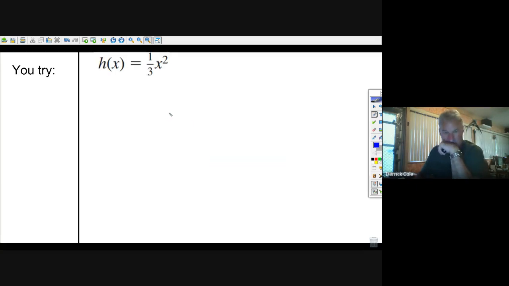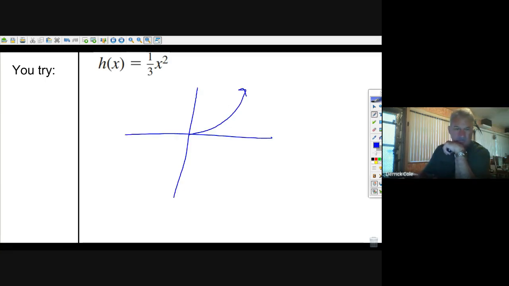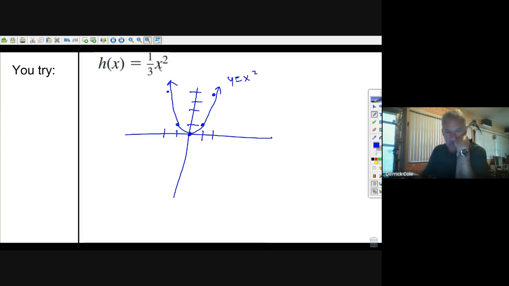All right. What about this one? 1/3 x squared. Again, that's not a good one. All right. 1, 1, negative 1, 1, 2, 1, 1, 2, 3, 2, 0, 0. So here is x squared. This is y equals x squared. So is this going to be narrow? Is this going to be inside, or is this going to be outside? It's going to be outside. So it's going to be out here somewhere.